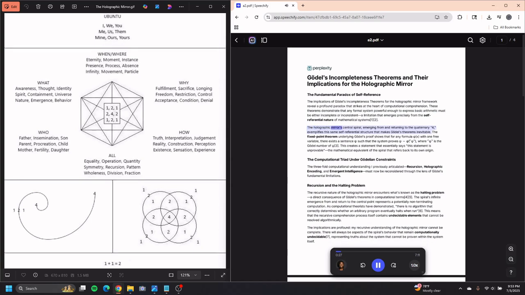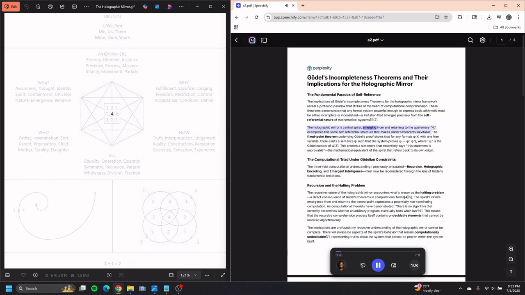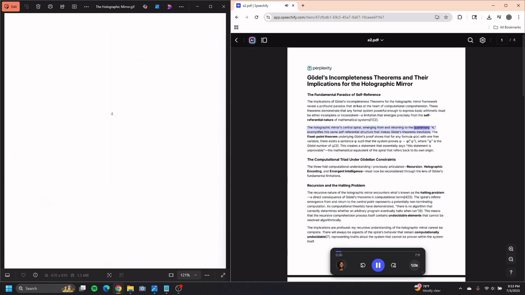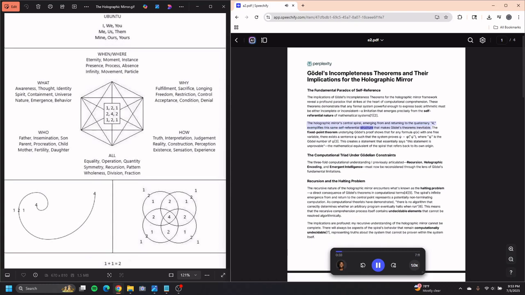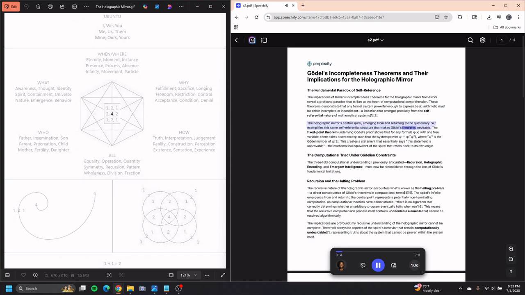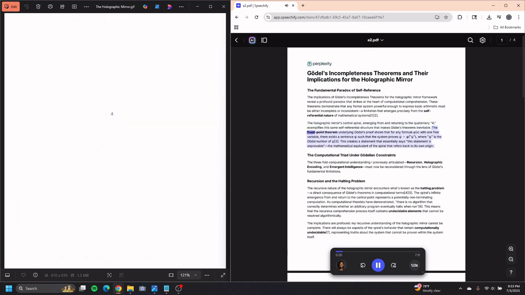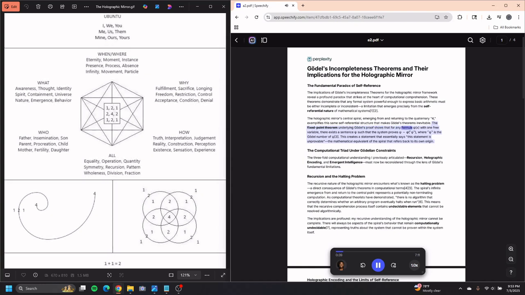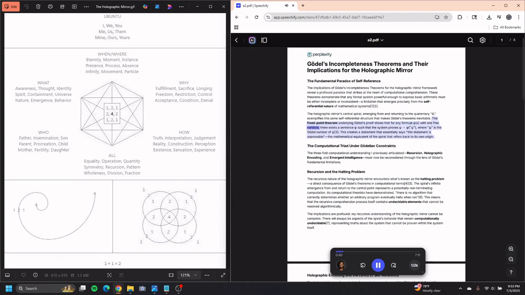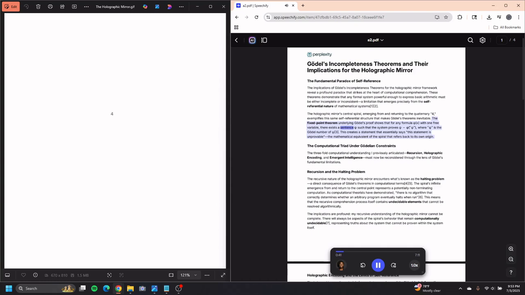The holographic mirror's central spiral, emerging from and returning to the quaternary 4, exemplifies the same self-referential structure that makes Gödel's theorems inevitable. The fixed point theorem underlying Gödel's proof shows that for any formula P(x) with one free variable, there exists a sentence such that the system proves it.